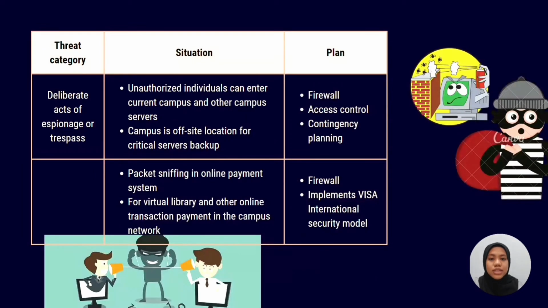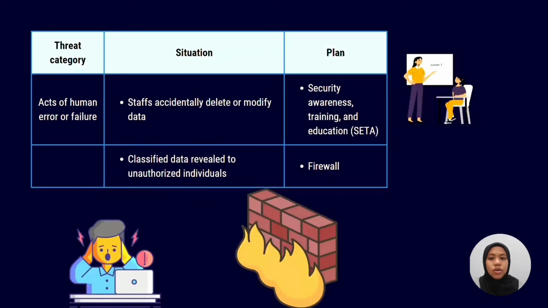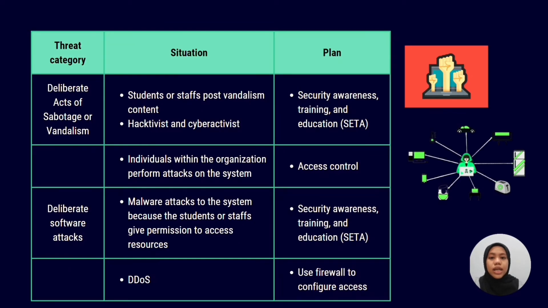This one is similar to the previous one. Because the campus is an off-site location for critical service backup, we also need contingency planning apart from firewall and access control. For human error, which here could be staff or students, we need SETA to control the threats. For deliberate acts of sabotage or vandalism, the threats come from authorized individuals inside the campus. So, to control this situation, we need SETA.